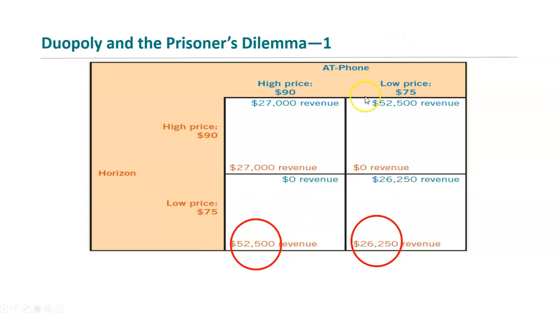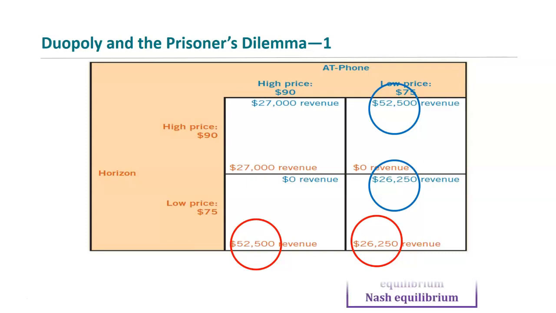So AT Phone has exactly the same thought process, right? What if Horizon sticks to the plan? Then my options are to also stick to the plan and have $27,000, or to cheat and have $52,500. This one's better for me. But if Horizon lowers their price, if they cheat, then obviously we're in this row, and what's better for me is also to cheat. So it turns out each of our players in this game, each firm, has a dominant strategy of lowering their price, of cheating and not sticking with the plan. And we have a Nash equilibrium at the scenario where each of them cheats.